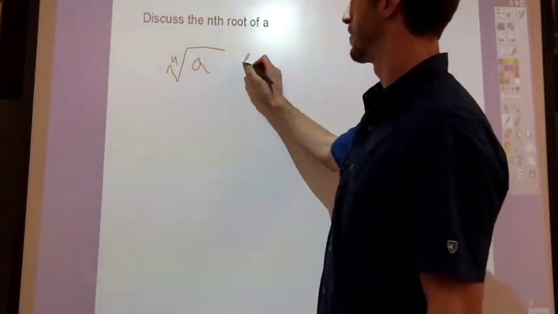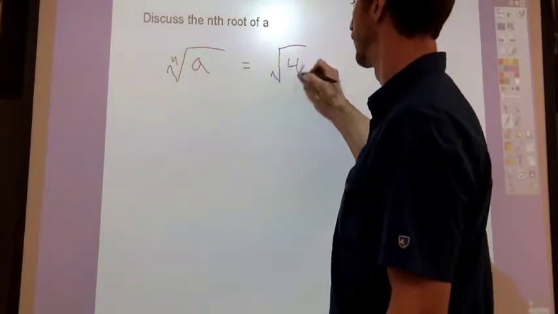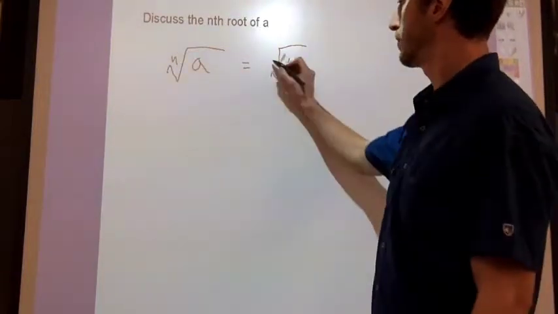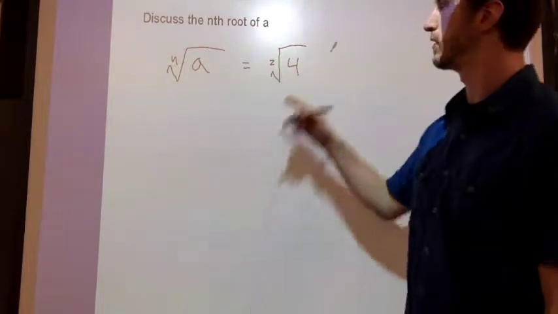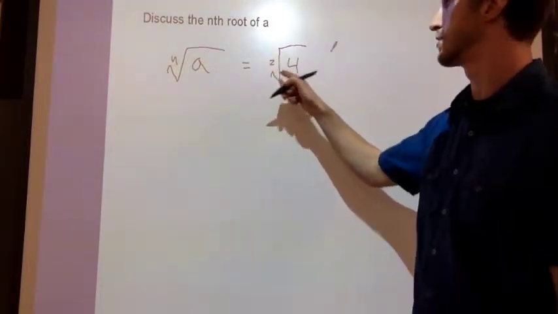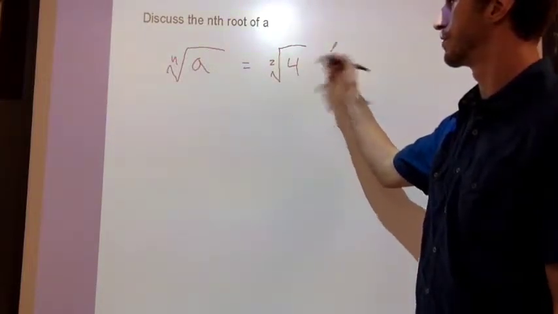And so I'll use numbers. So let's say we had the square root of 4. Well, our n would be represented by 2. And of course, we don't normally write square root with a 2 there. We just know that it's the square root. And so the square root of 4 is then 2.